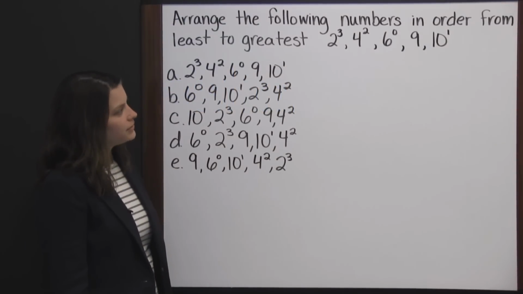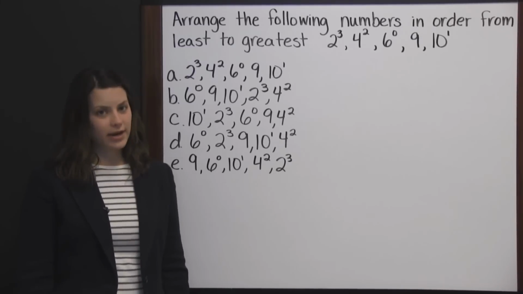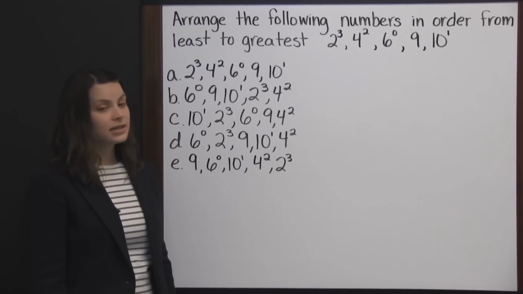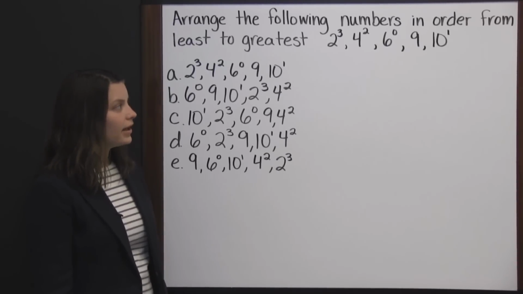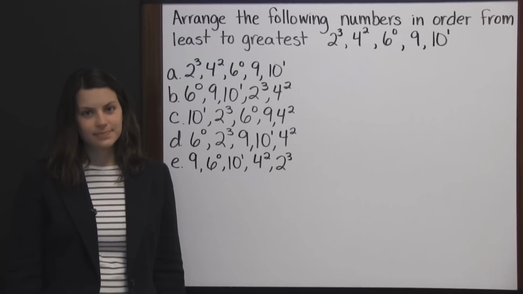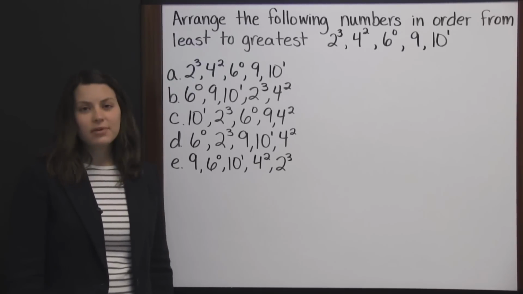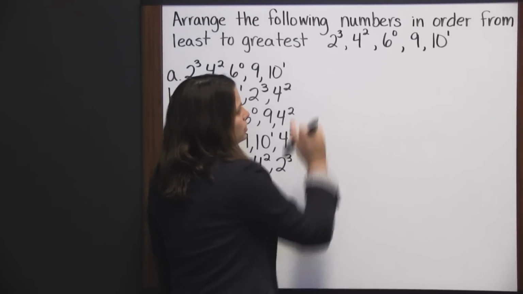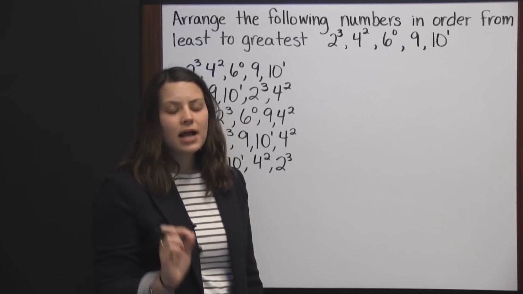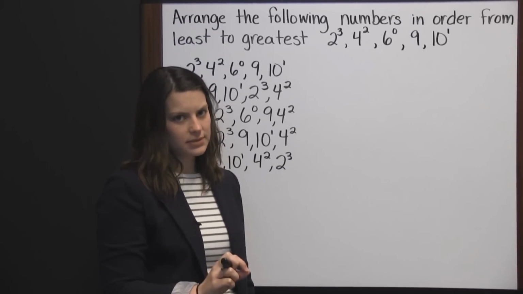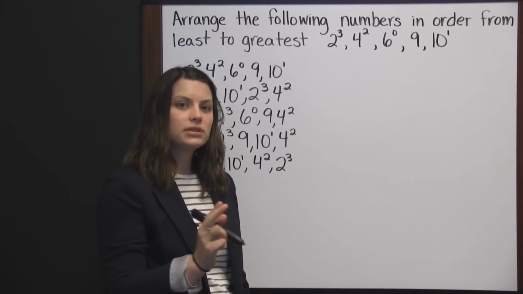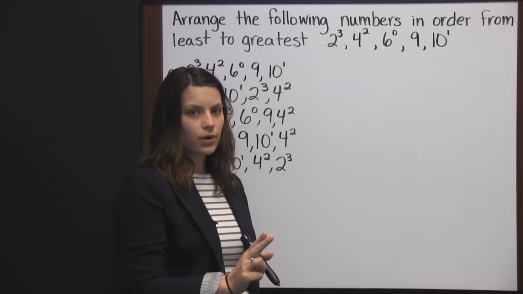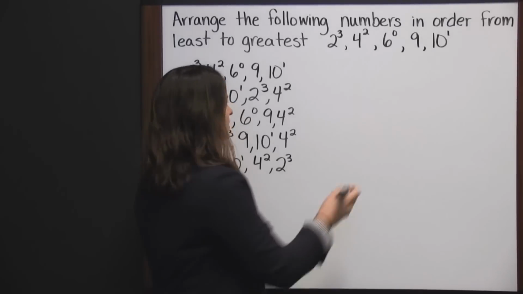Arrange the following numbers in order from least to greatest. 2 cubed, 4 squared, 6 to the 0 power, 9, and 10 to the first. The first thing we need to do is simplify these numbers. 2 cubed means 2 times itself 3 times. So that's 2 times 2 times 2. 2 times 2 is 4, times 2 is 8.